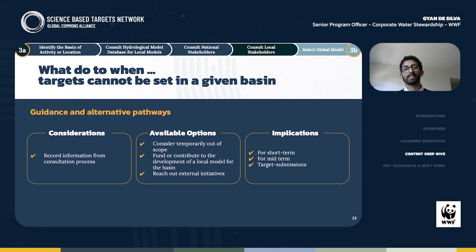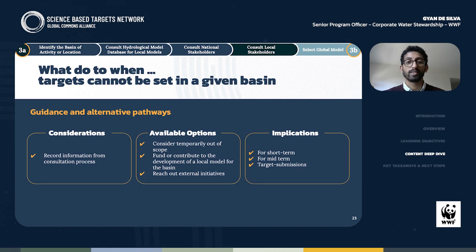So, if that's the case, what guidance is there on what to do when targets cannot be set in a given basin? First, companies should save the records of the consultation process as they will need them in the submission for validation. Second, if the company were to consider a basin to be temporarily outside of the water target boundary, that's quantity or quality, that would mean it would not need to set targets in that basin to complete target boundary coverage, and it would need to remove it from any associated claims.